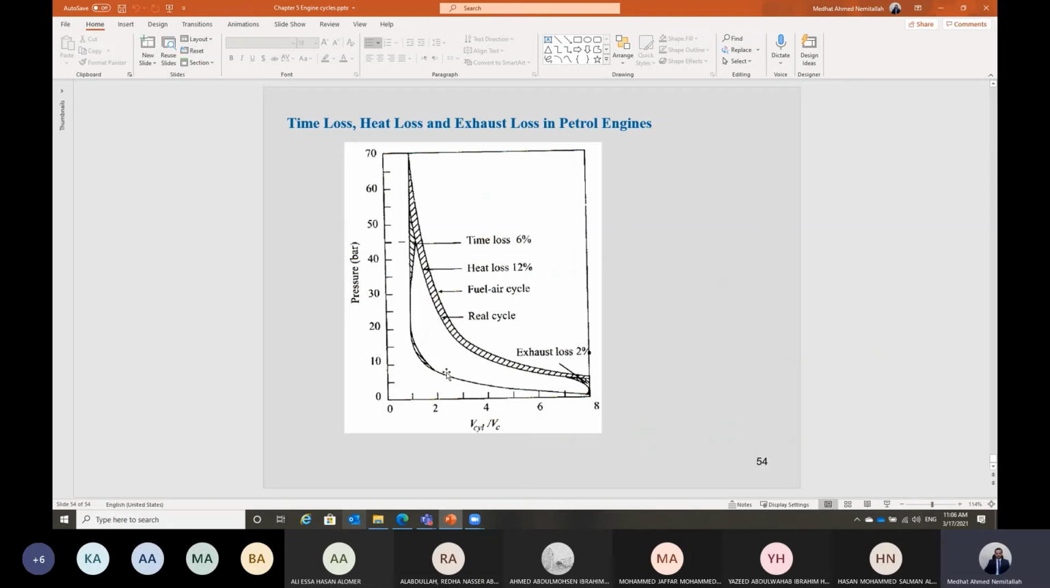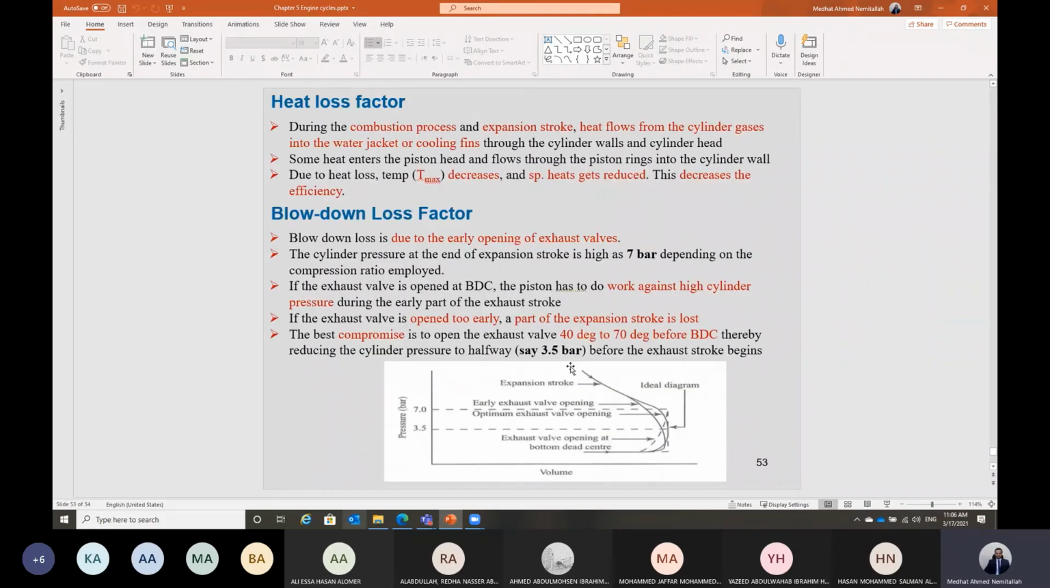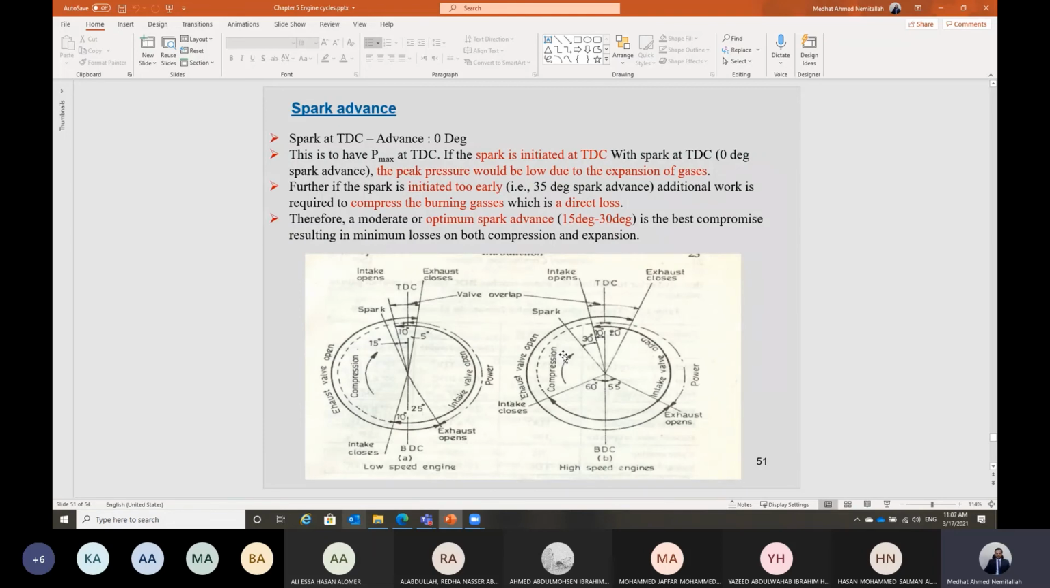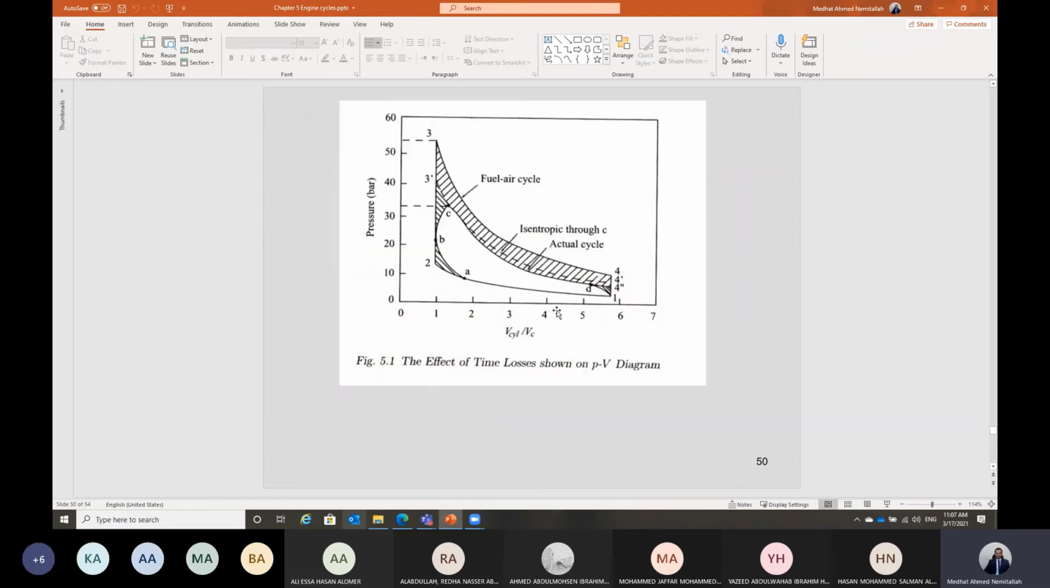And this, Shabab, is the representation of the PV diagram for the actual cycle, considering the Otto cycle in the case of a gasoline engine, representing the three kinds of losses. We have the time loss, we have the heat loss, and we have the blow down energy in this case. Please revise those figures. You will find them in the coming exam. But Shabab, I'm not relating the case to the exam.